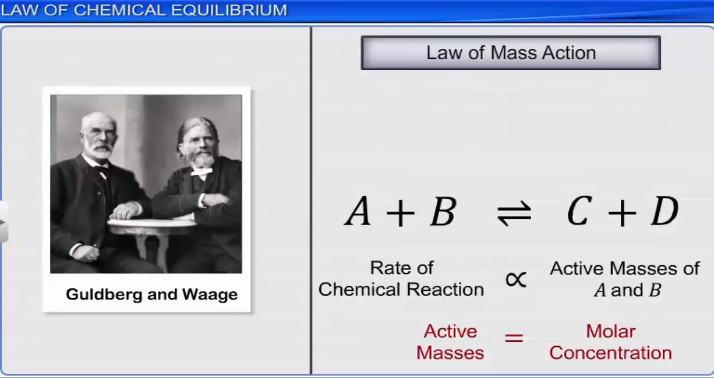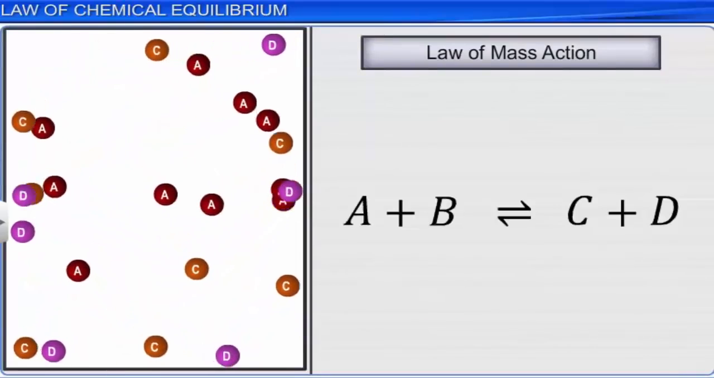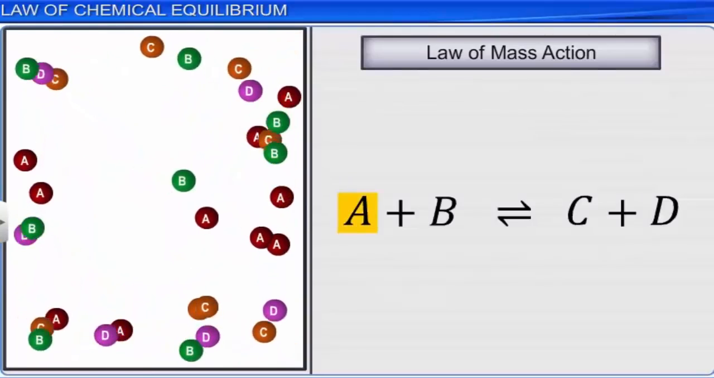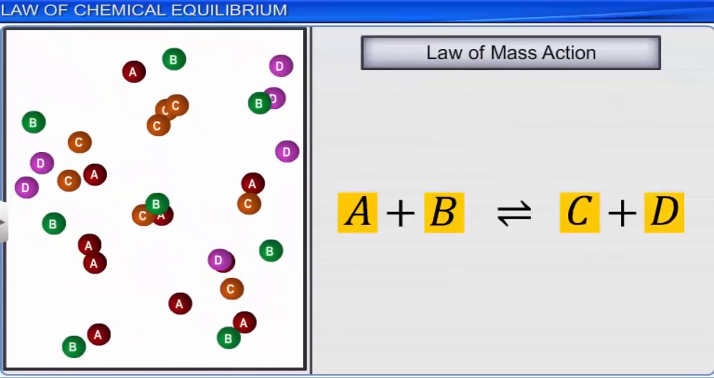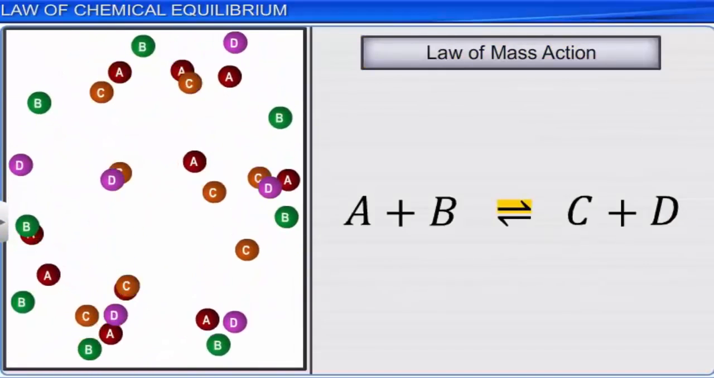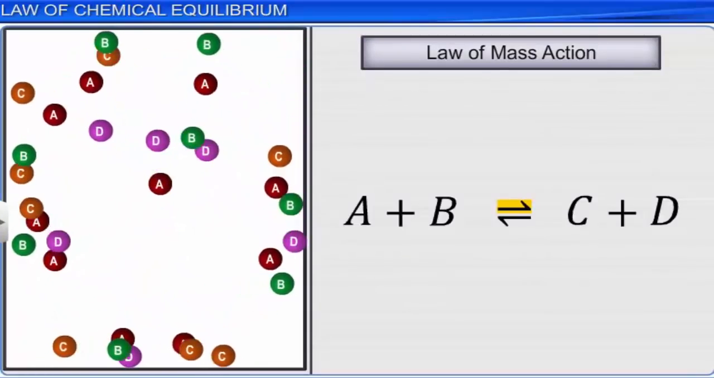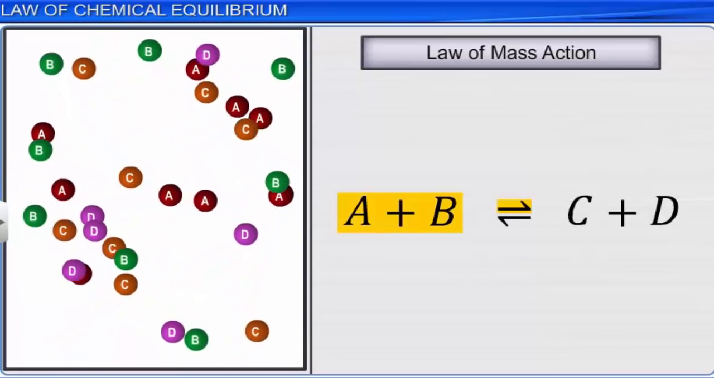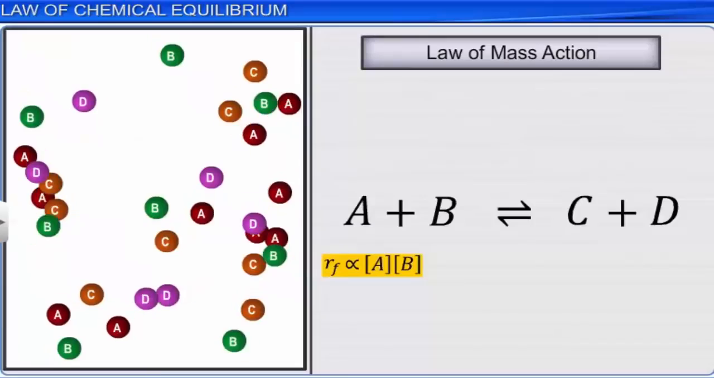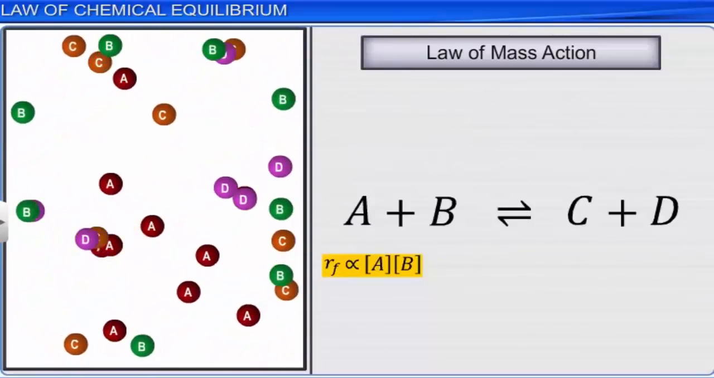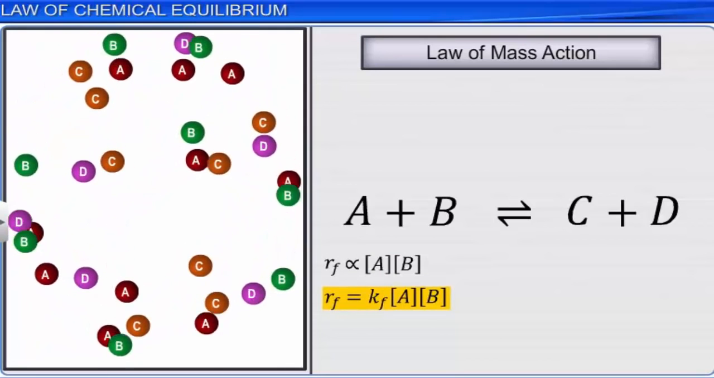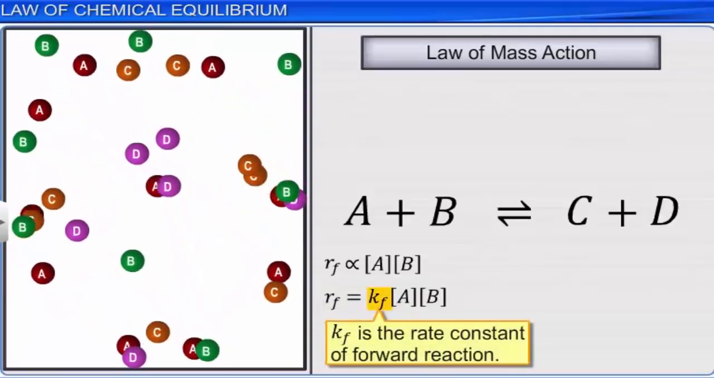Let's see how it applies to the equilibrium state of a reversible reaction occurring in a homogeneous system at a given temperature. Let 1 mole of A react with 1 mole of B to produce 1 mole each of C and D. According to the law of mass action, the rate of forward reaction will be proportional to the molar concentration of the reactants A and B. That is, the rate of forward reaction Rf is directly proportional to the concentration of the reactants A and B. Or Rf is equal to Kf multiplied by the product of the concentrations of A and B, where Kf is the rate constant of forward reaction.